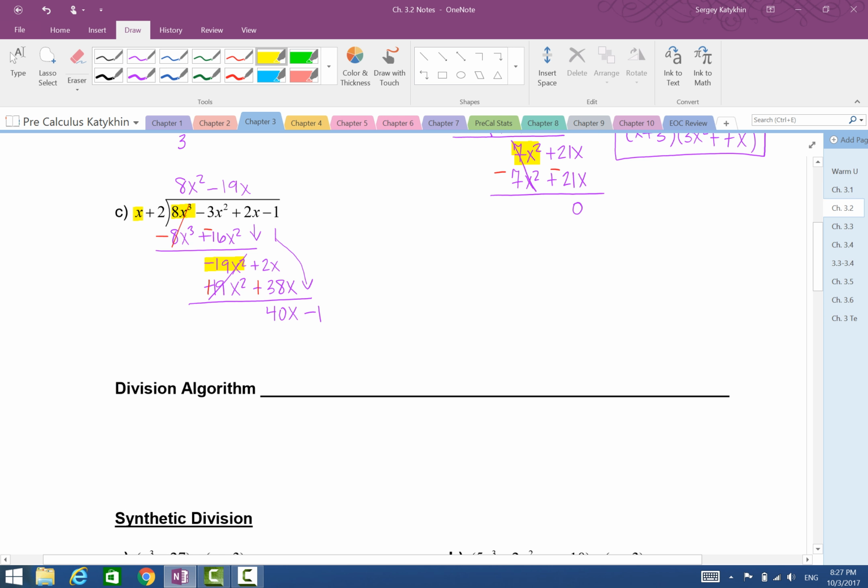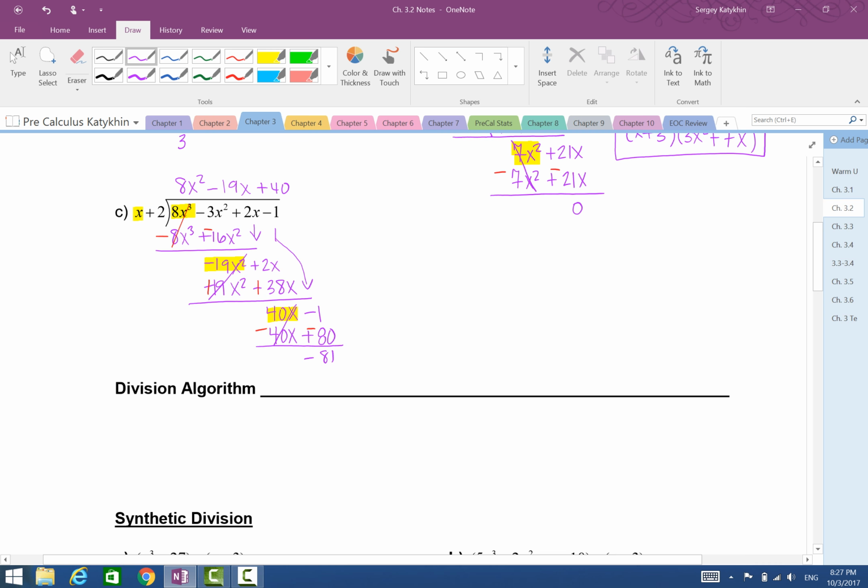And again, I look at that first term, which is 40x, and I ask myself, what do I have to multiply x by to get 40x? And the answer to that would be plus 40. So I'm going to multiply both terms by 40, by x and by plus 2. So we get 40x, and then 40 times 2 is positive 80. So now the only thing that's left is to subtract both of those because they're both positive. So that's going to give you 0, and this will give you negative 81.